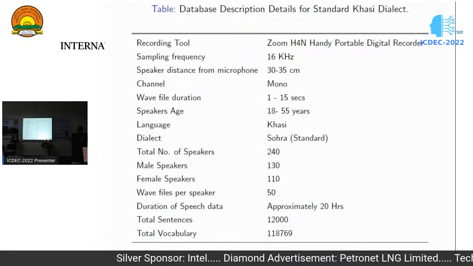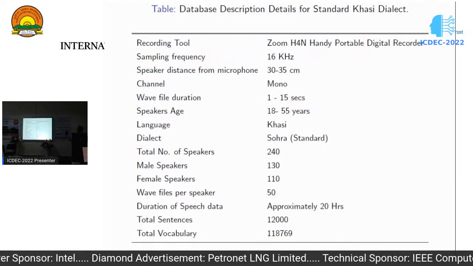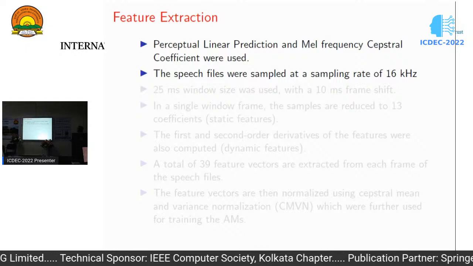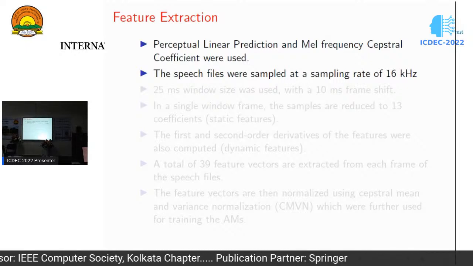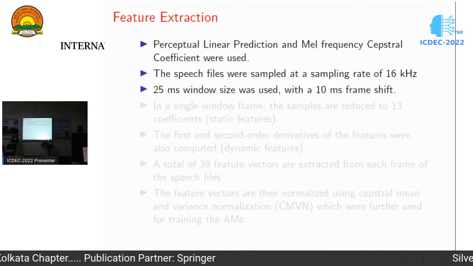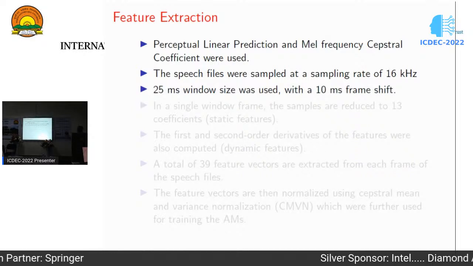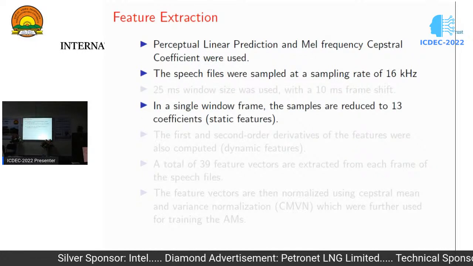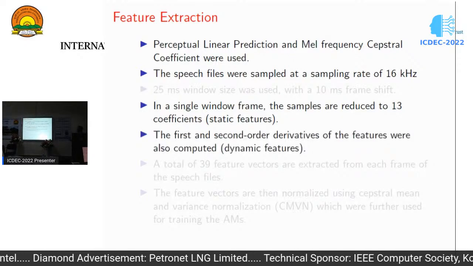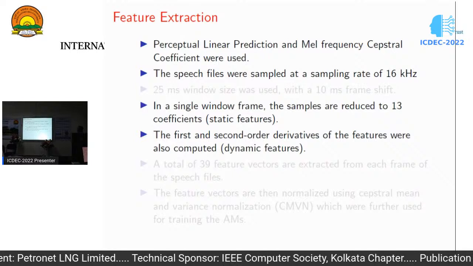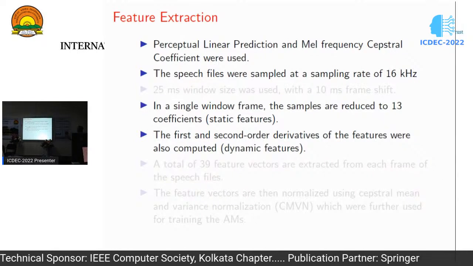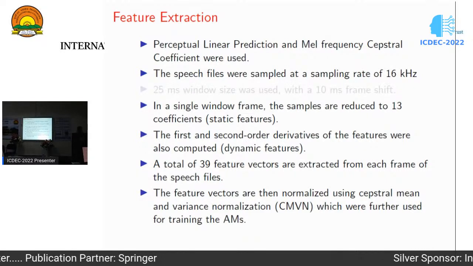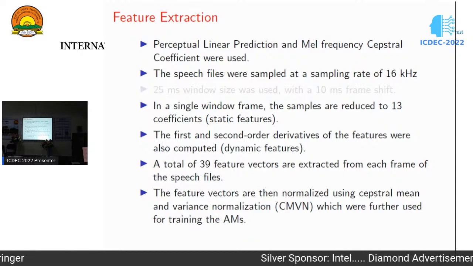So this is the description of the database here. These are the features we have used. This is the process: first the 16 kilohertz sampling, and then the windowing process with a 25 ms window and a 10 millisecond frame shift, and each single window is reduced to 13 coefficients, which are the static features. And then for the second and third order, we have the dynamic features. A total of 39 feature vectors is generated for each frame. Then this is supplied to CMVN, the cepstral mean variance normalization, for use in the training.